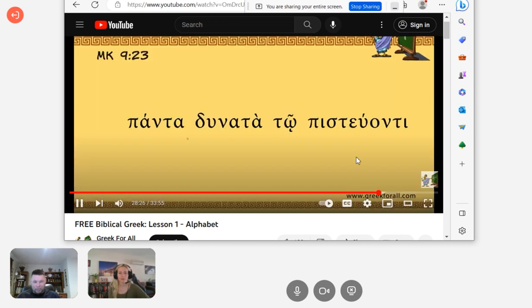Before we dive into it, we will focus on the correct pronunciation of the Greek letters. Could you read this for us before he reads it, just to check? Okay. Panda dinata to pistevondi. What does it mean? This means that to those who believe, to pistevondi, the believers, everything is possible. All right, let's hear it from Stan.